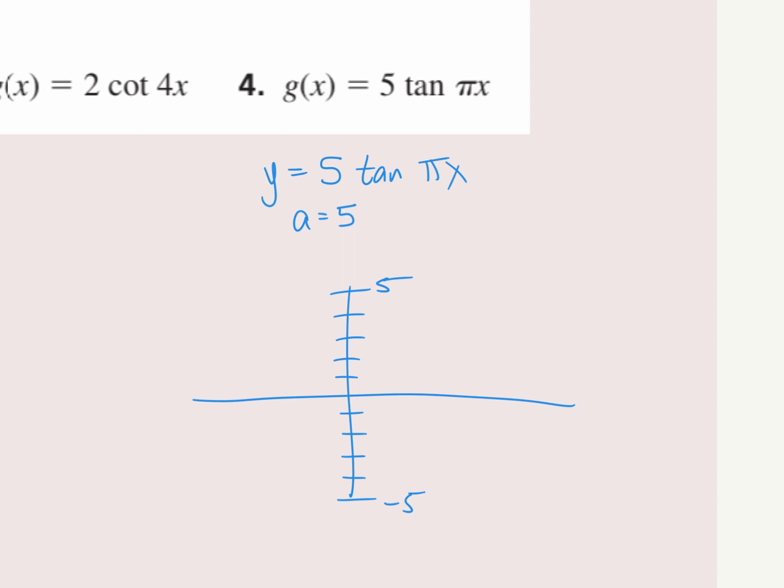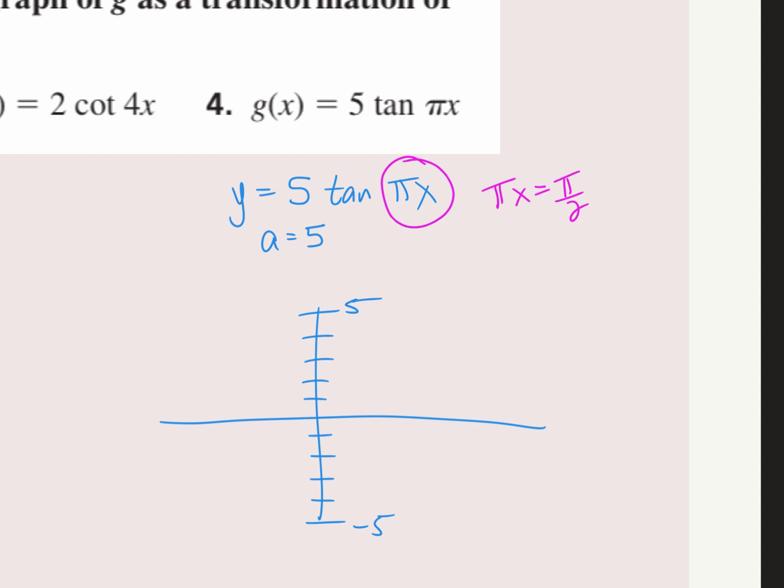How do I find asymptotes? I circle that. I say pi x equals, what do I set it equal to? Pi over 2. How do I solve this? Divide both sides by pi, right? So this is like pi over 1, right? So x equals, when I say divided by pi over 1, I keep change what?